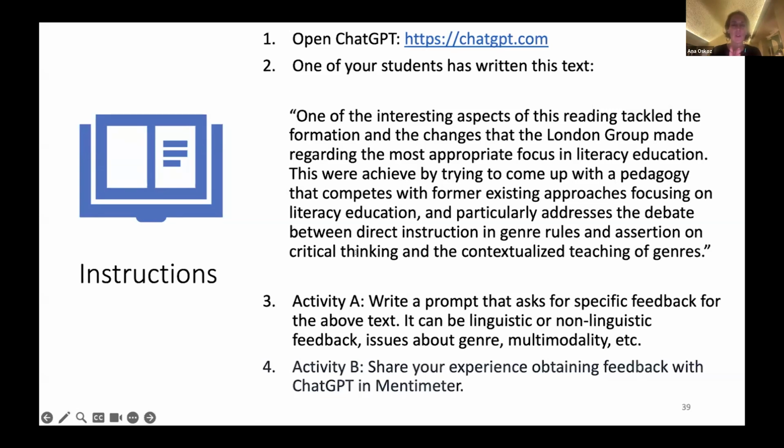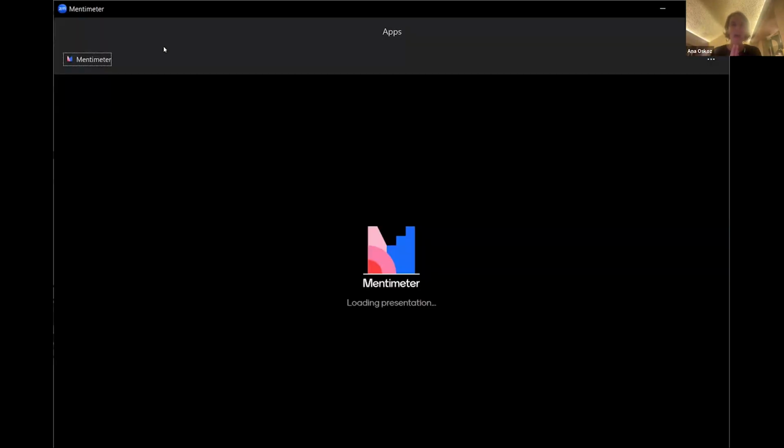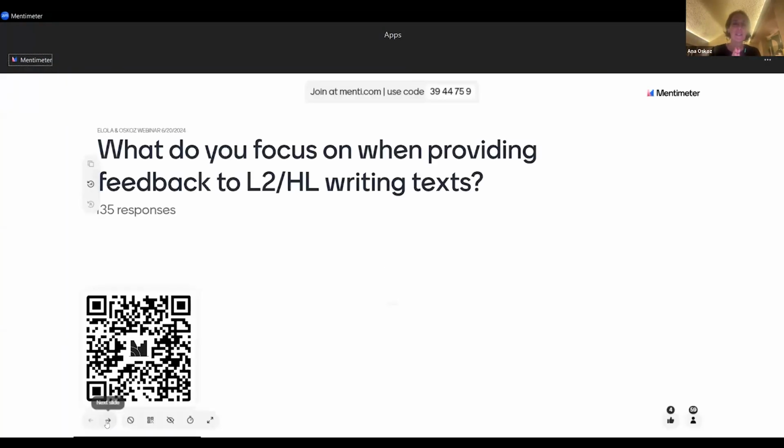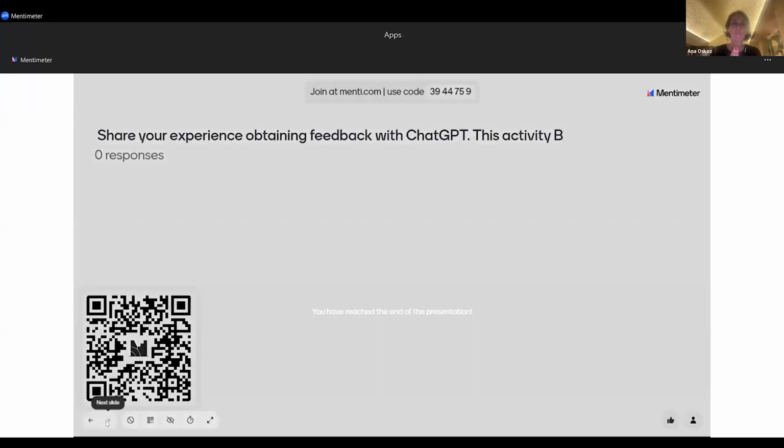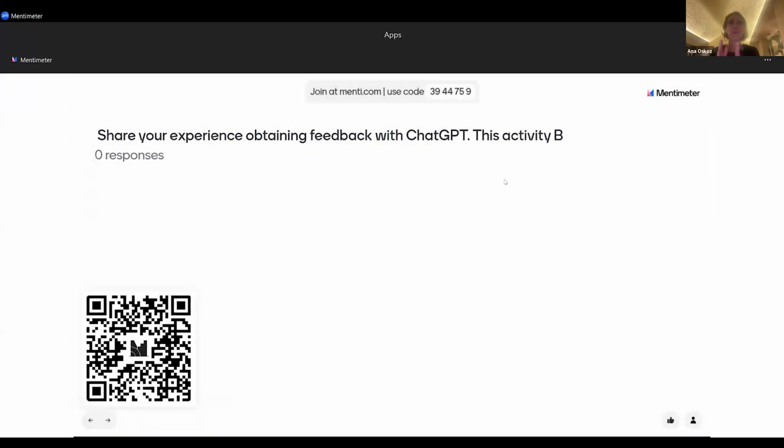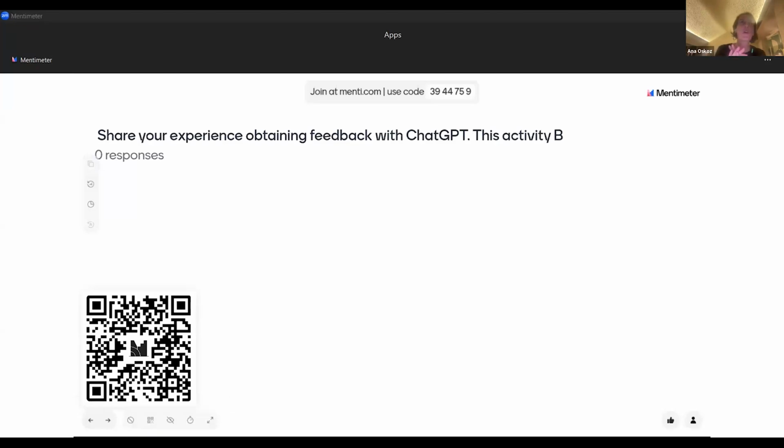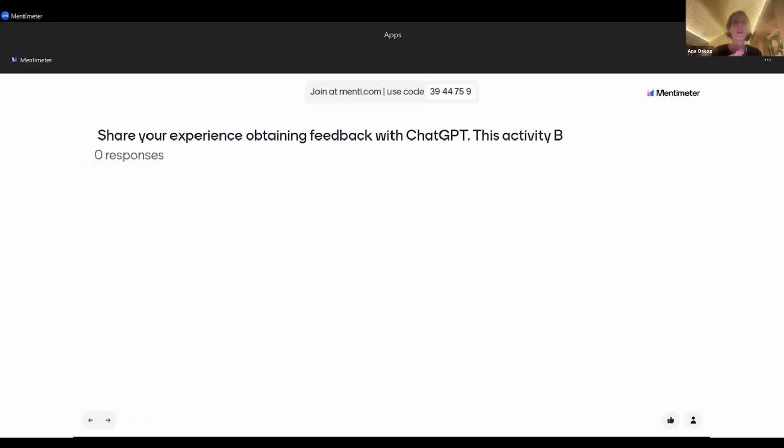Beatrice or Marisol or Kate, one of them is going to put this prompt in the chat. Idoia has done it, Kate has done it. So what we want you to do is get that prompt into ChatGPT and ask ChatGPT to give you feedback. It can be feedback on grammar, on syntax, on multimodality, on genre, on anything that you like.